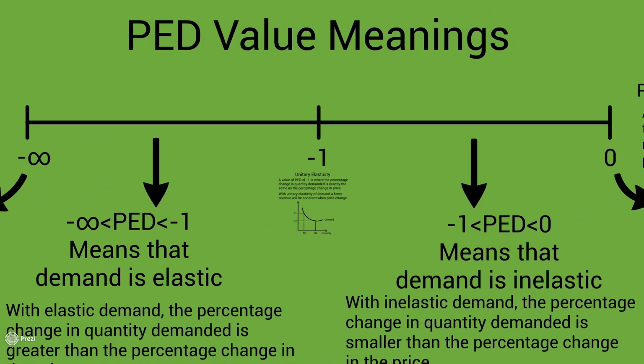So to summarise our price elasticity of demand value meanings, a value for PED of -infinity means that demand is perfectly elastic. A value between -infinity and -1 means that demand is elastic. With elastic demand, a fall in the price increases revenue, and an increase in the price decreases revenue. Then we have a value for price elasticity of demand of -1, which means that demand is unitary elastic. This means that the revenue is constant as the price increases or decreases. A value for PED between -1 and 0 means that demand is inelastic, and with inelastic demand, a rise in the price would increase revenue, and a fall in the price would decrease revenue. And a value of price elasticity of demand of 0 means that demand is perfectly inelastic. As we move along this value line, the gradient of our demand curve becomes steeper.